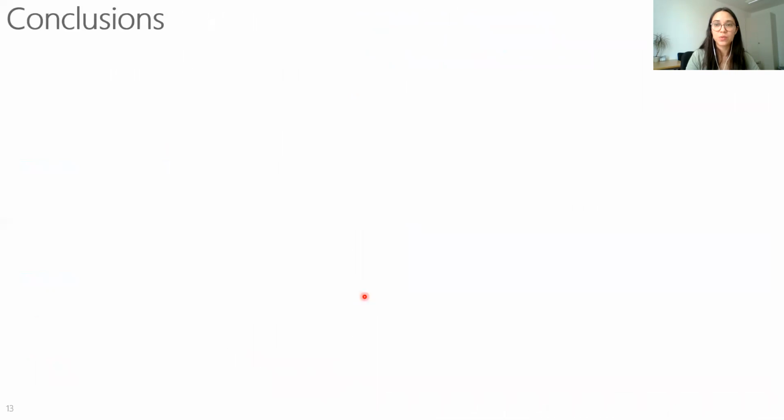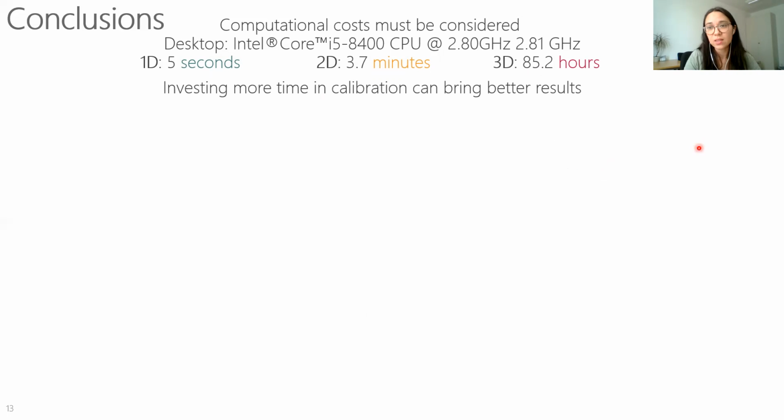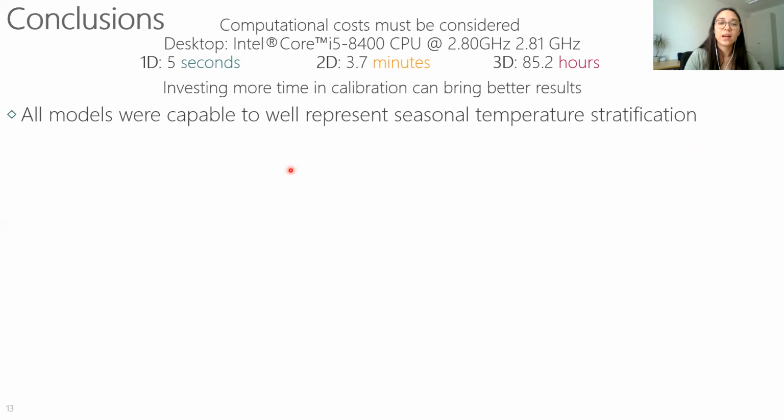So as conclusions, before that I would like to mention that computational costs must be considered. This is usually a bottleneck when choosing a model. The 1D runs in seconds, 2D in minutes, and 3D in 85 hours. Also, if you invest more time in calibration, this could bring you better results. But anyway, all the models had the capacity to represent the seasonal temperature stratification.